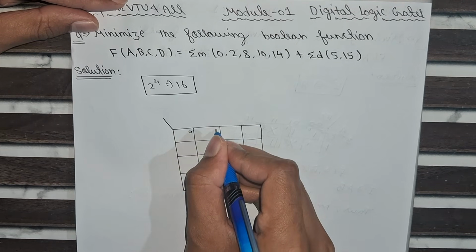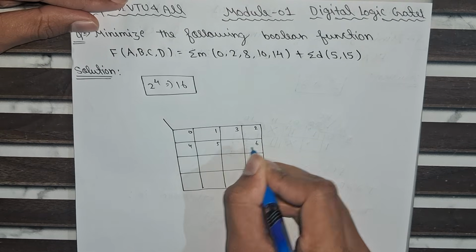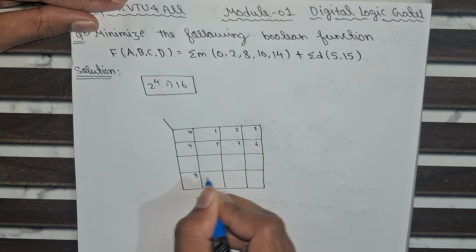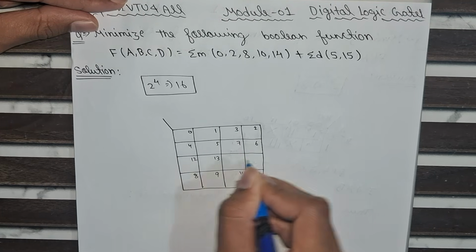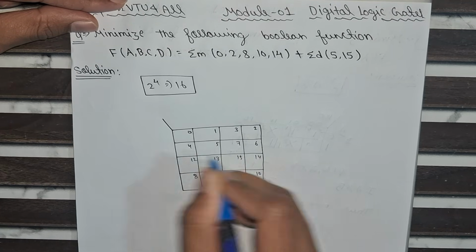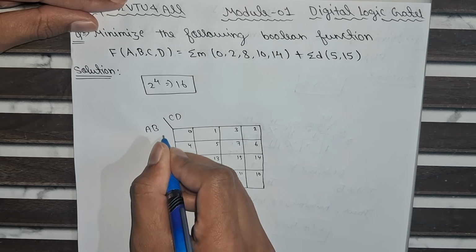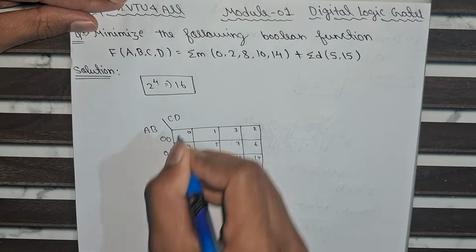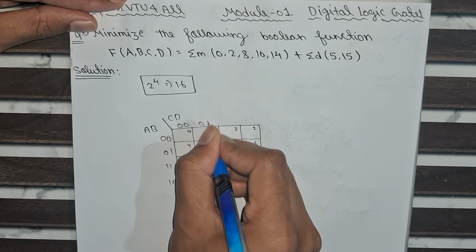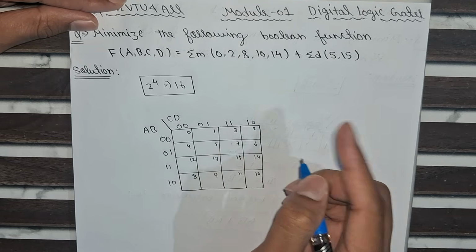So now I will name these 0, 1, 2, 3, 4, 5, 6, 7. After 7 here we have 8, 9, 10, 11, 12, 13, 14, 15. Then we have to write AB here and CD here. Then we have to write the combination 0 0, 0 1, 1 1 and 1 0. After that 0 0, 0 1, 1 1 and 1 0. So then our step 1 is completed.